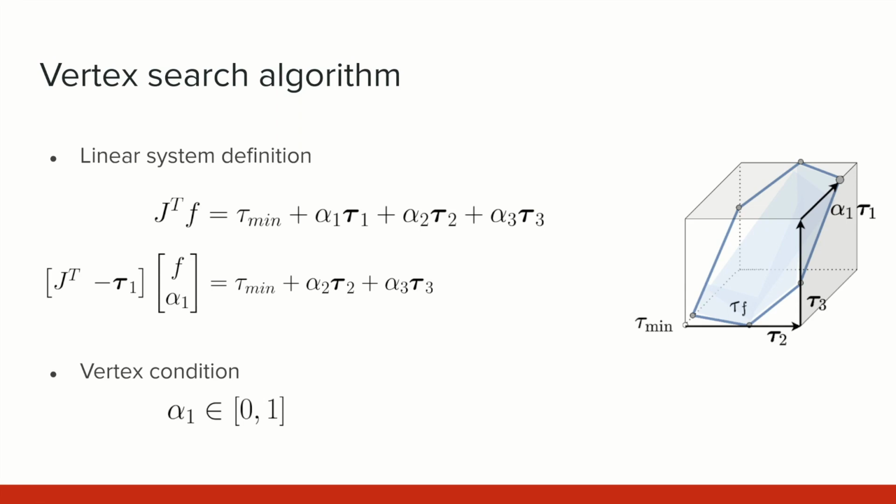If the remaining scalar alpha respects the vertex condition, the force F is the vertex of the polytope. If not, this hypercube face doesn't have a vertex.